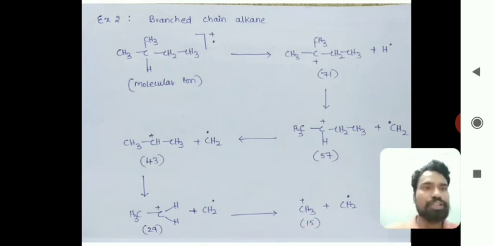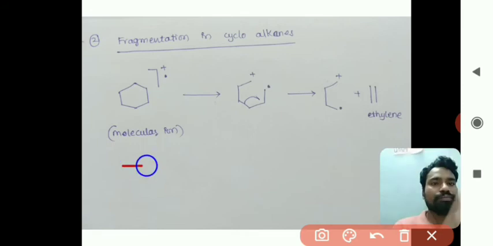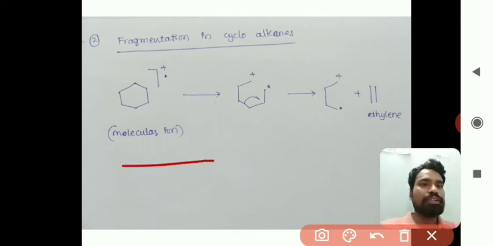Right. So this is the process in the case of branched chain alkanes. The second one is fragmentation in cycloalkanes. Just observe here: this is the cycloalkane radical cation. So what will happen?